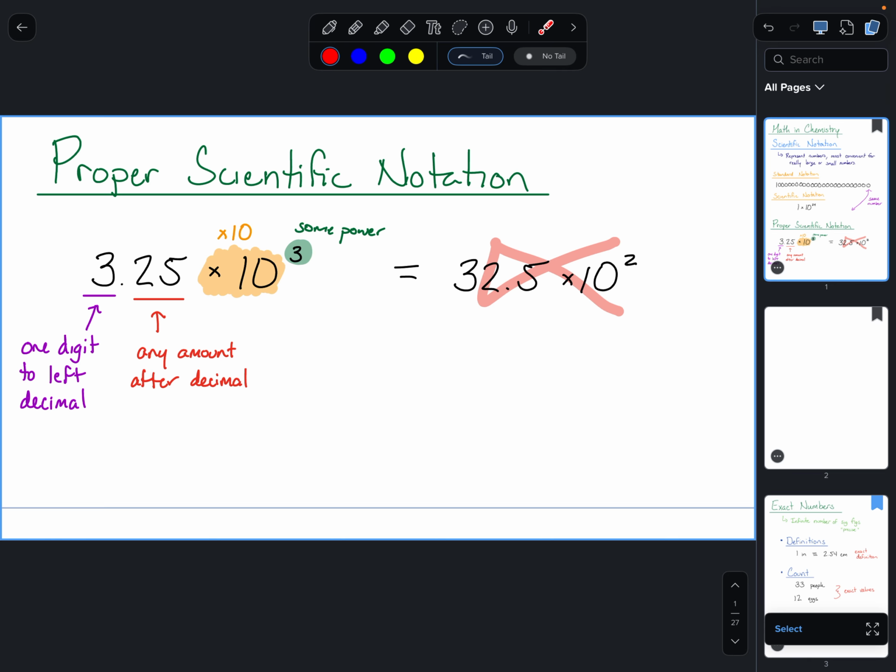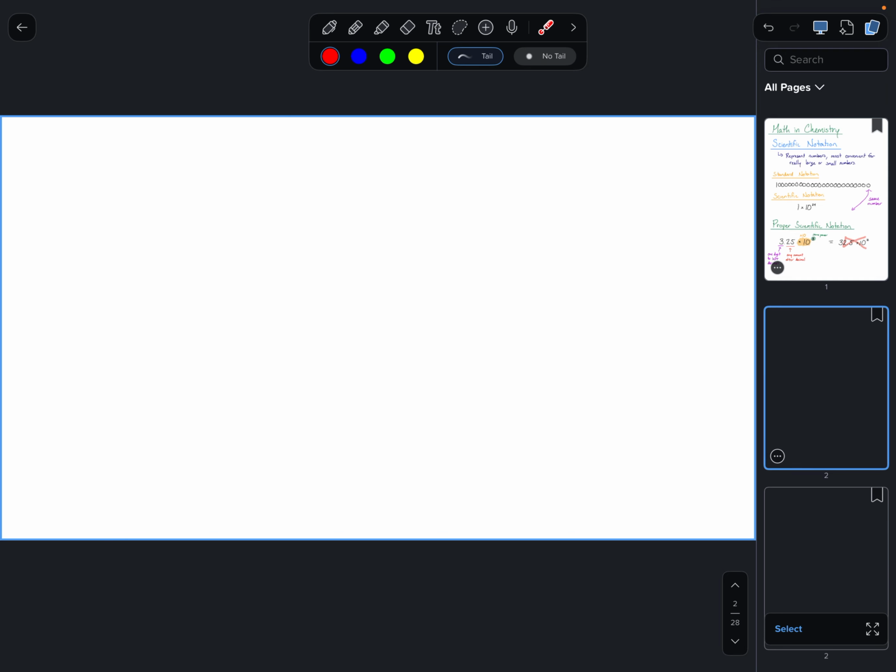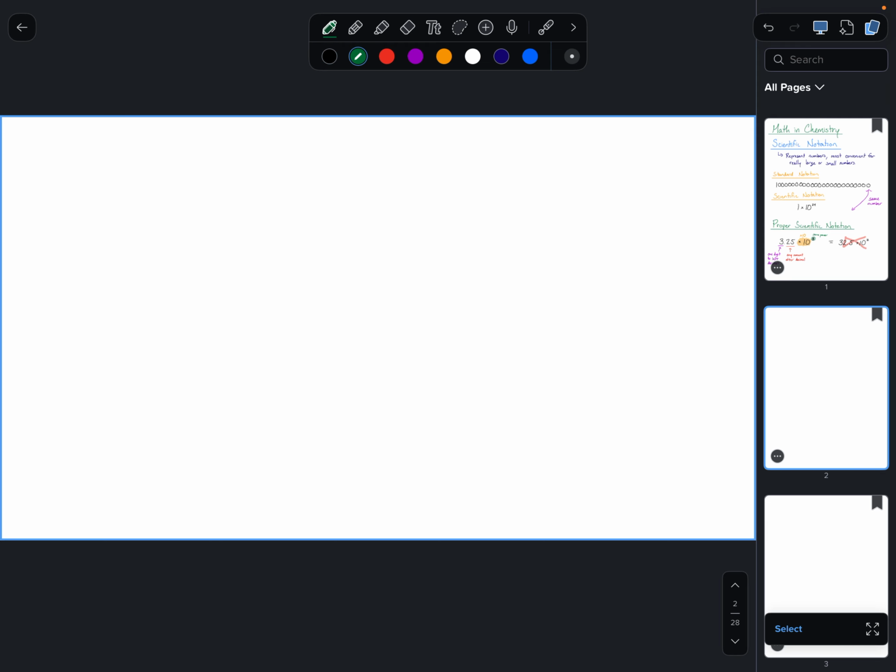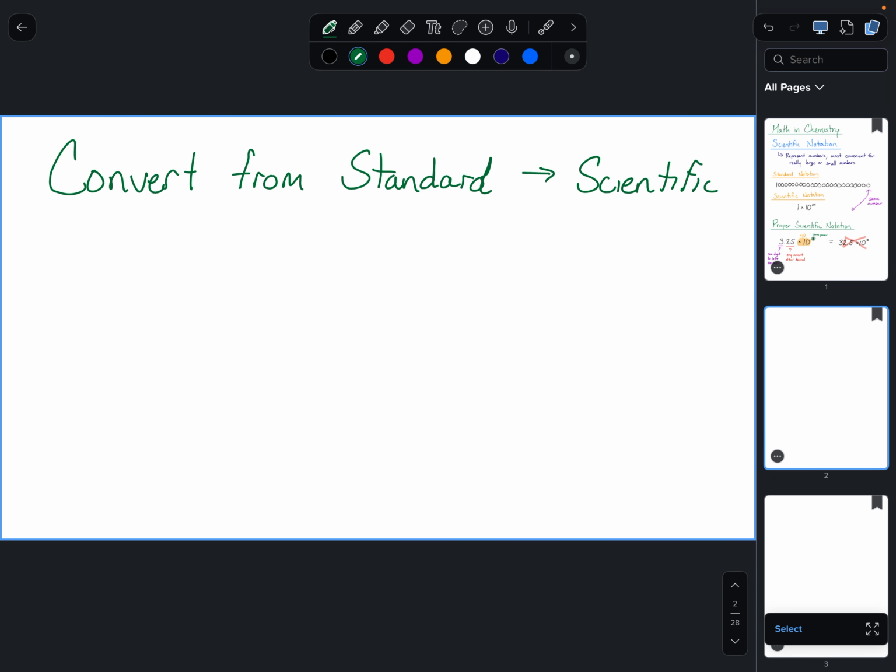Okay, so now let's jump in. All right, now we're going to worry about how we convert from standard to scientific, or vice versa.